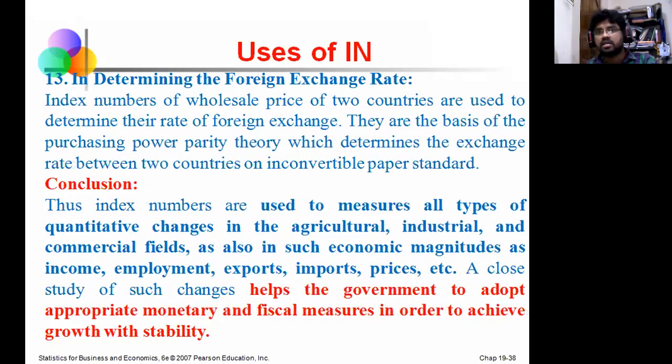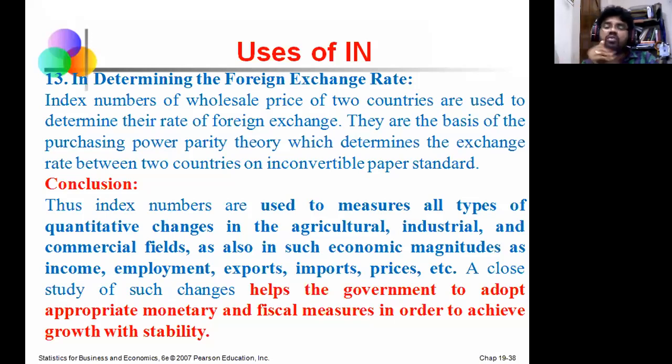So there are others also. See, the 13th one, determining the foreign exchange rate. As you know, foreign exchange, how much of the foreign exchange. It is nothing but a price, rupees to the dollar. So the index numbers of wholesale prices of two countries are used to determine the rate of foreign exchange. They are based on purchasing power parity. As we know in economics, there is the PPP theory, purchasing power parity theory. Nothing but how much the price of a particular commodity is to exchange for a particular commodity.